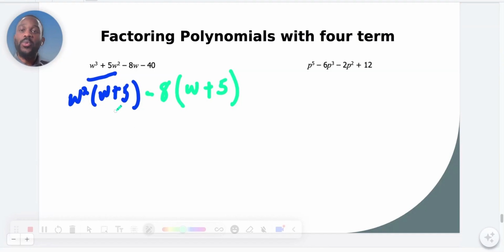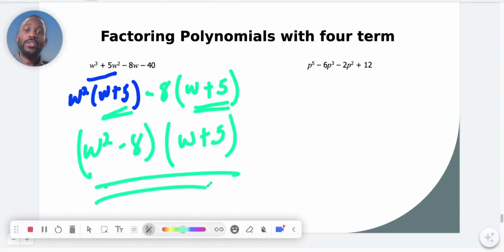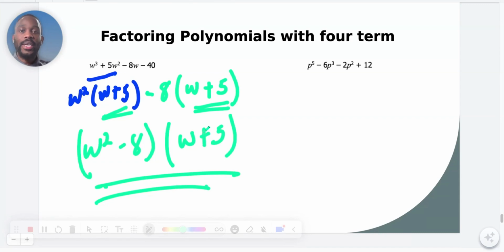Another trick is whatever you end up with in brackets has to be the same. You see, this parenthesis has w plus 5 and this parenthesis has w plus 5. So whatever you end up with in parentheses, make sure it's the same. Then you factor out whatever is outside the parentheses and combine them. So I'm getting w squared minus 8, times the bracket w plus 5. That is what you end up with. Again, as I always say, give it time, it will start making sense.